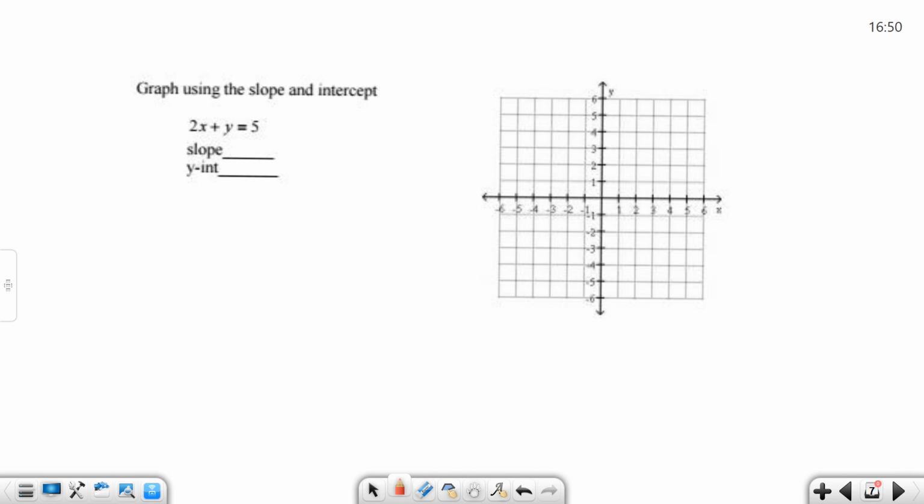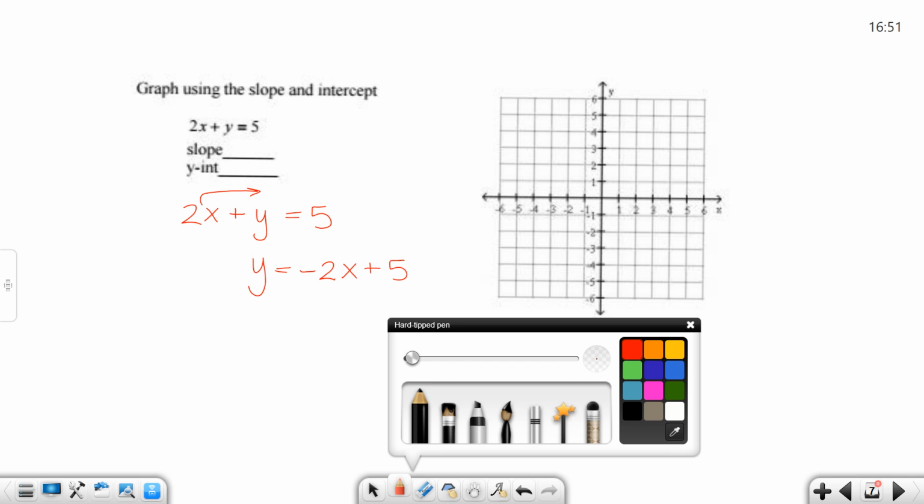Okay, when you look at the second one, you'll see that it is not in slope-intercept form. So the first thing that I need to do with this particular equation is I need to get the y by itself. So to get the y by itself, I'm going to move the 2x to the other side. And y would equal negative 2x plus 5. Now y is by itself.